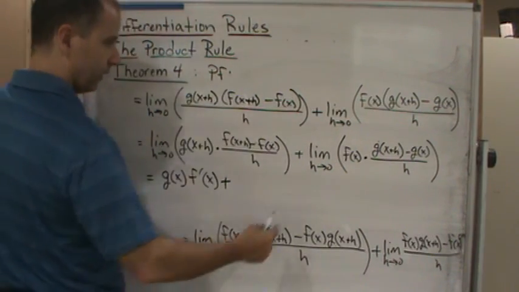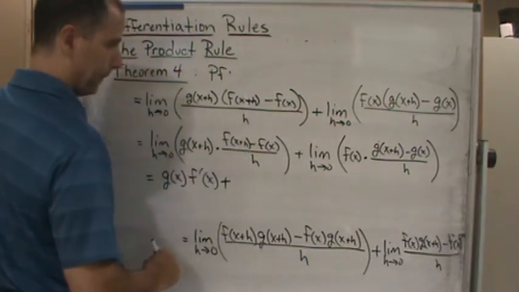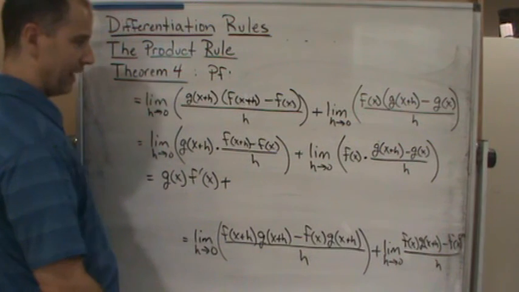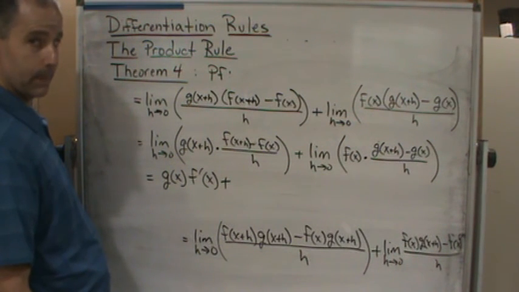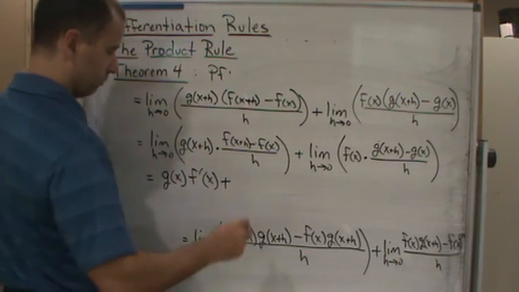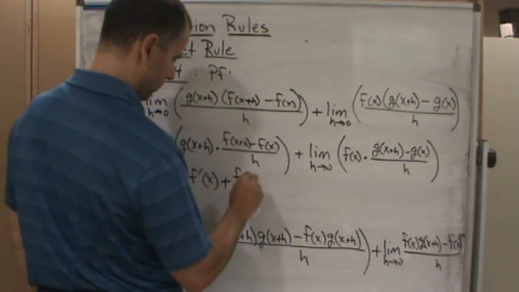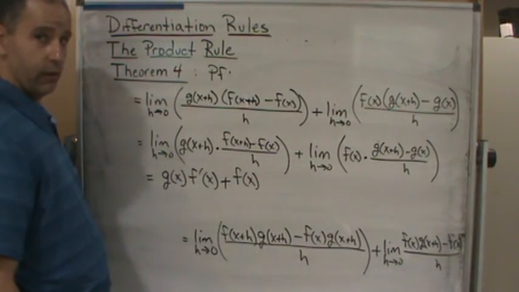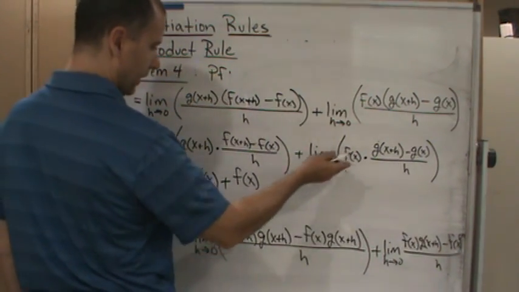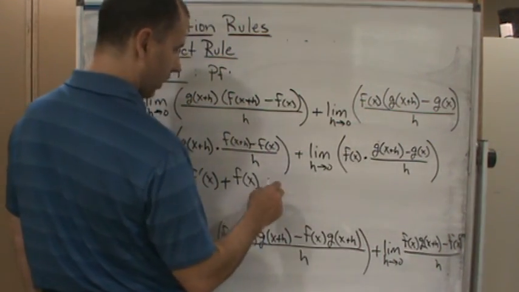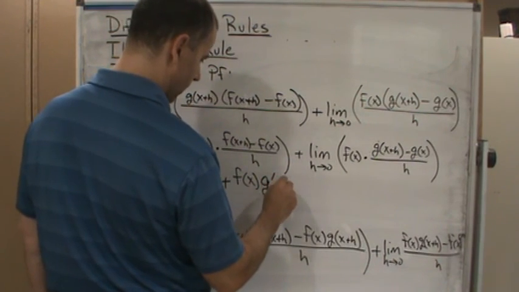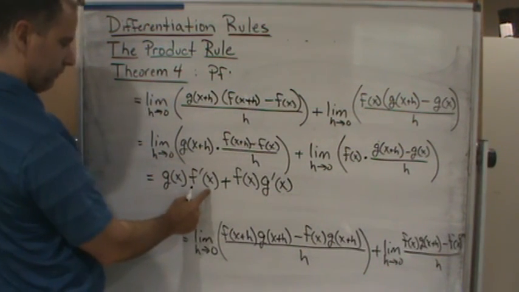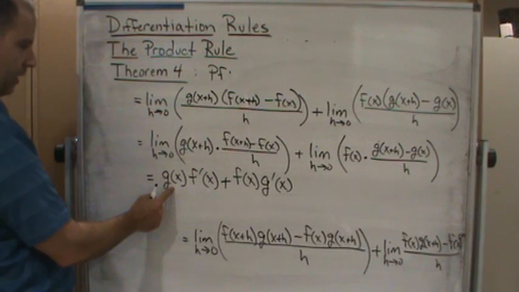And then we do the same thing over here. The limit of this one is just f of x. As h approaches 0, the limit of f of x is f of x. And then times, what's this? This is the difference quotient for g of x. So the limit as h approaches 0 of this gives us g prime of x, the derivative. And we're done. We got g of x times f prime of x.